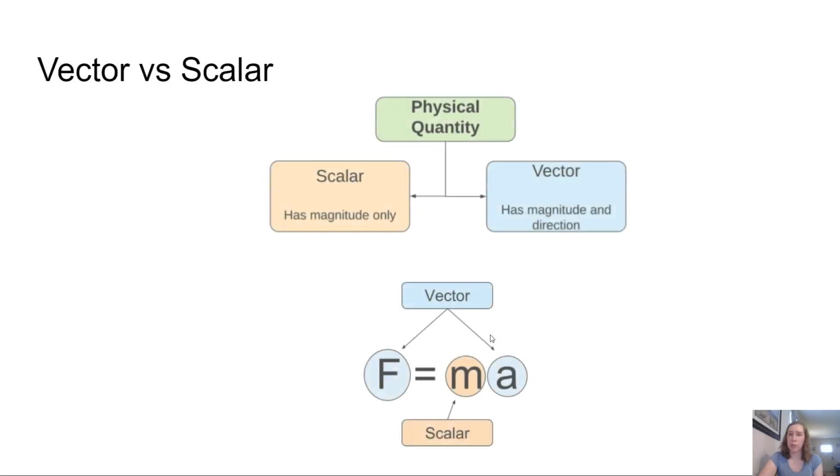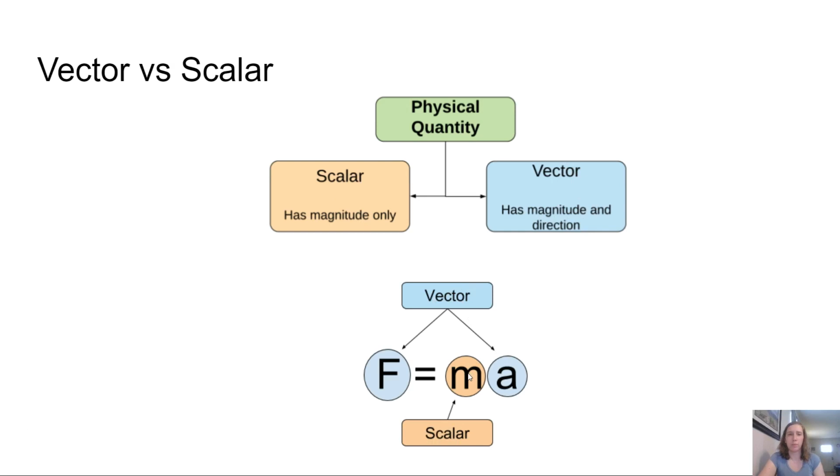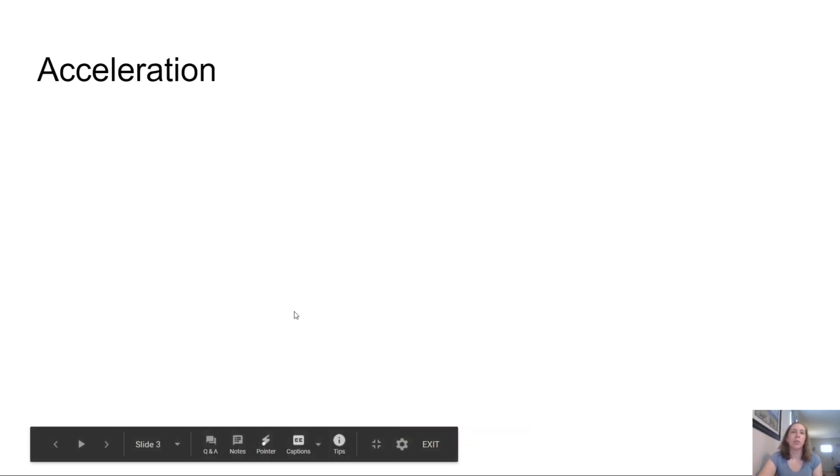So, vector versus scalar. If we have a physical quantity that has magnitude only, then it would be scalar. If it has magnitude and a direction, it would be considered vector. Force and acceleration are both vector quantities, and mass is a scalar quantity, so we want to think about that when using Newton's law.